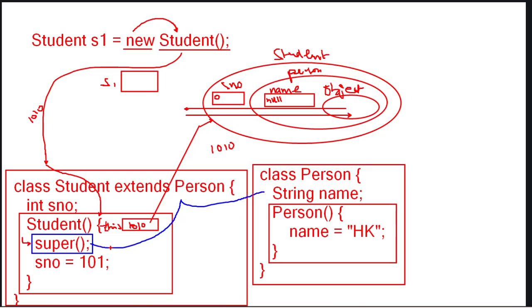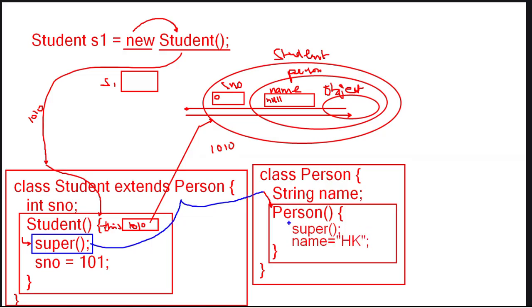Then the next statement is the super call. The super call will go to the superclass constructor. The superclass constructor also implicitly contains what? Super. In every constructor, by default, the first statement is super, followed by your logic. Name equal to double quotes HK will be there.